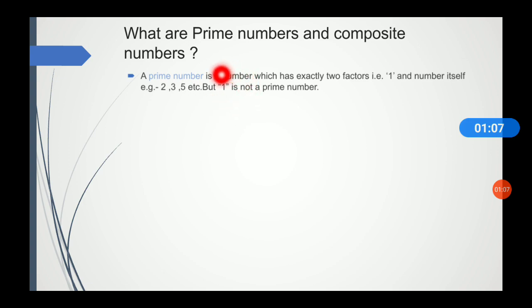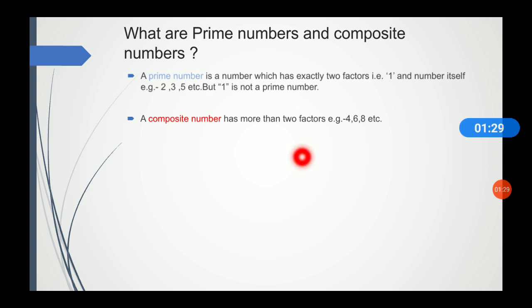But in case of 1, it has only one factor, that is 1, right? So that is why it is not a prime number, because to become a prime number it should have two factors, but 1 has only one factor. So it is not a prime number.